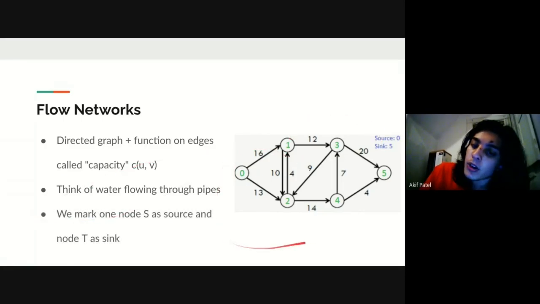And we mark one node as S for source. In this case, 0 is marked as source. And another node we mark as T for sink. And in this case, 5 is marked as sink.